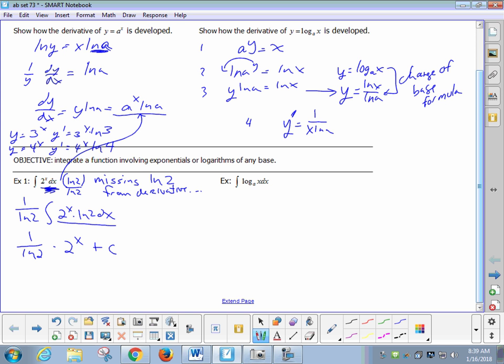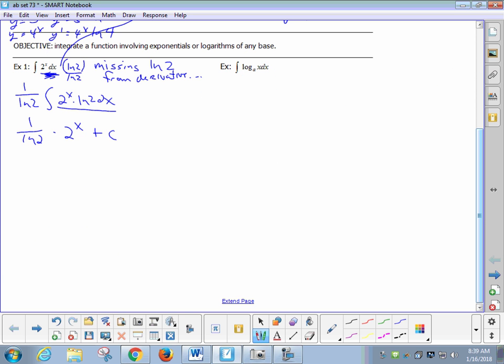When we take a derivative, we multiply by natural log. When we take an antiderivative, we divide by natural log. So it's all, to me, making sense. What then is the antiderivative of 5 to the x? Without all the work: 1 over natural log of 5 times 5 to the x.